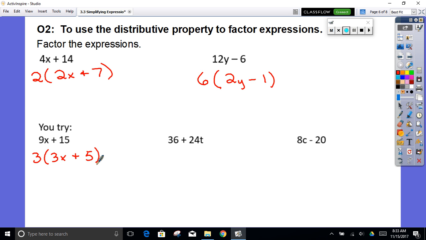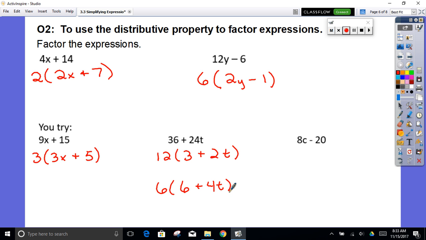McKenna, what did you get for the next one? I got 12 and 3 plus 2t. Excellent. This one, I saw a couple factors other than just 12. A lot of times people don't think about 12, but it definitely is 12. If you didn't factor it with 12, someone tell me what you factored it with instead. Reagan? I did 6. Okay, so Reagan did 6, so she would have had 6 times 6 plus 4t.